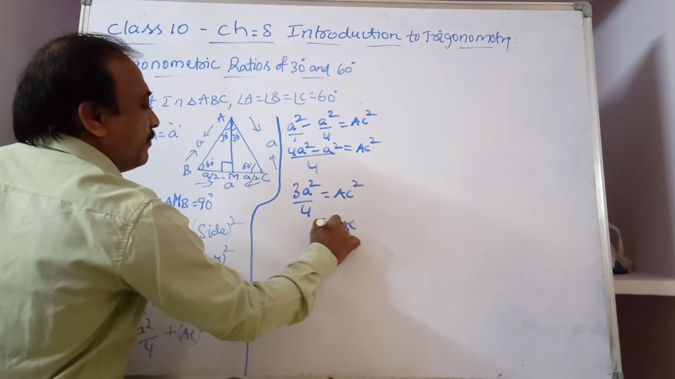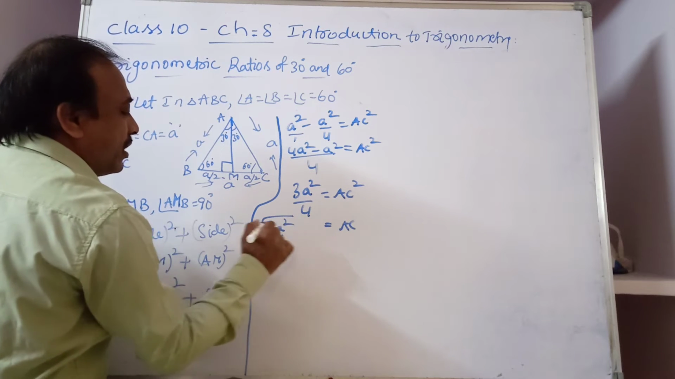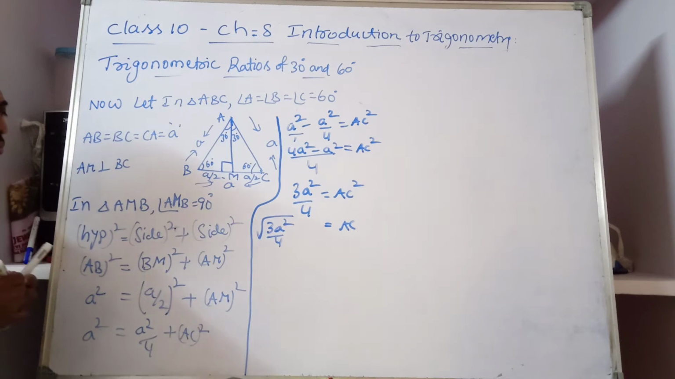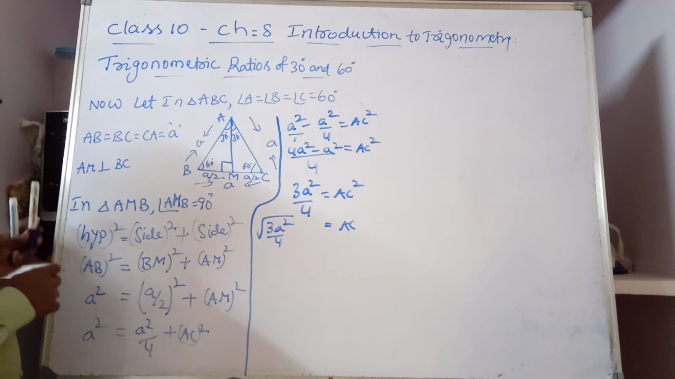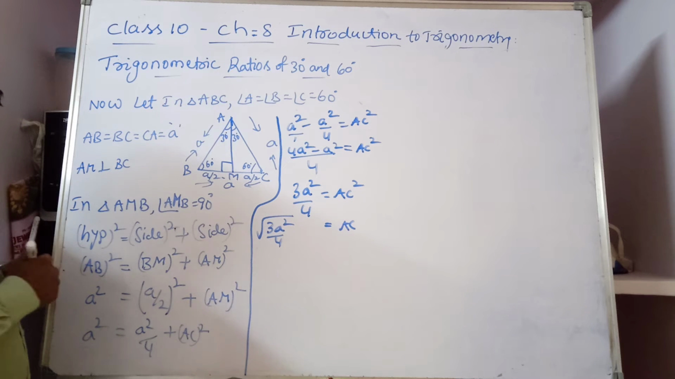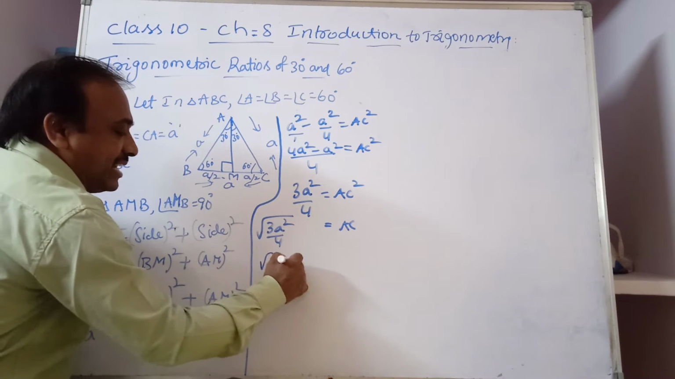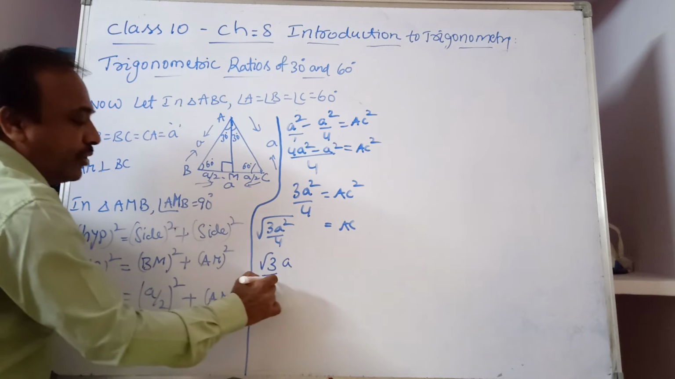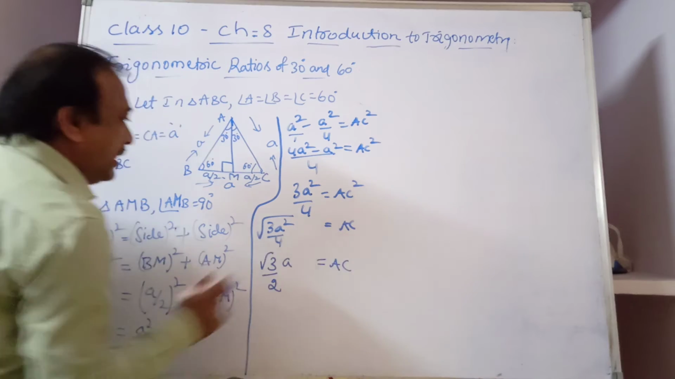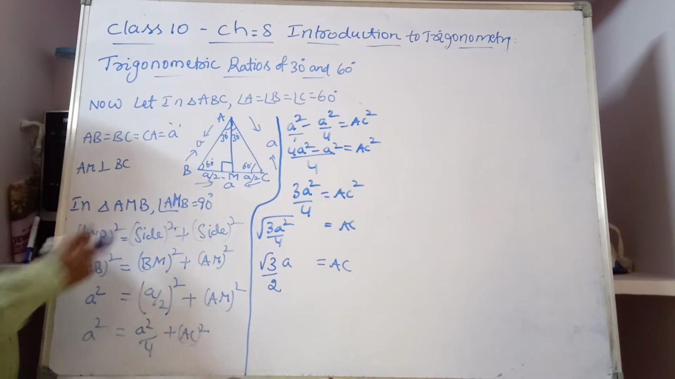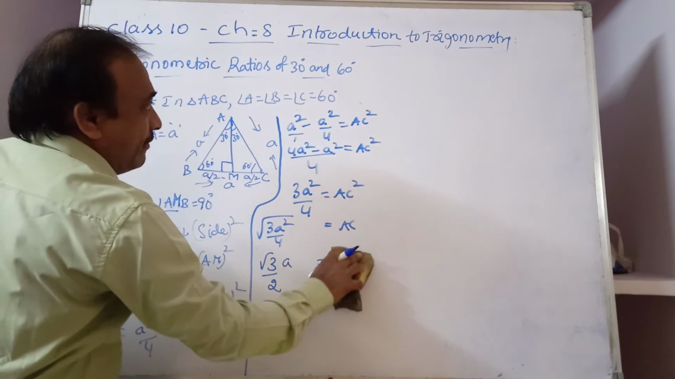Now to find AM, take the square root of 3A square by 4. The square root applies to all the values, so take the square root of 3, of A square, and of 4. The square root and the square cancel, giving A, and the square root of 4 is 2. So root 3 by 2 times A is equal to AM. We got the altitude as AM. It is not AC, I am very sorry.